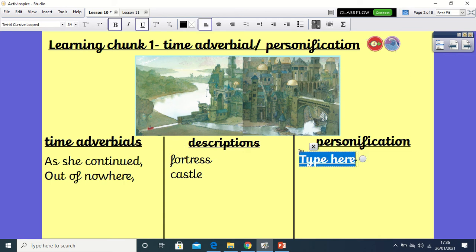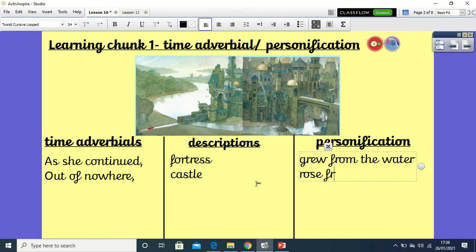And then your personification, so where we're giving those human characteristics to something that's not human, is how this sort of building appeared. So you might describe it as it grew. It might have grew from the water. Okay, it might have rose from the water. It might have sprung up. So all of those things, grew and rose, we know that those are things that a castle or a fortress can't do because they're human characteristics, aren't they? But we're applying them to the castle.